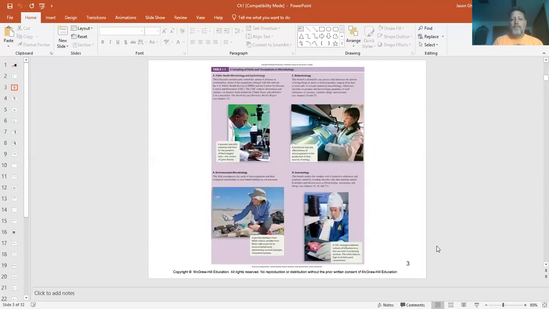Jobs and fields of microbiology include public health and epidemiology. So these are tracking diseases. You hear about it a lot in the news. You have environmental microbiologists. The big thing with NASA on these is they are searching in extreme environments to see what life is there and how to test for it.